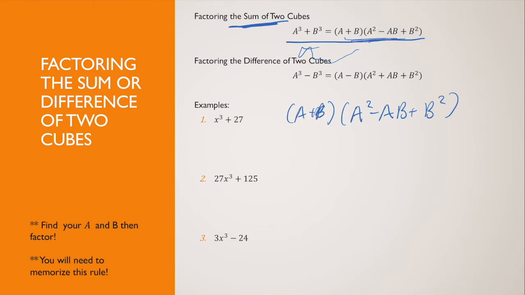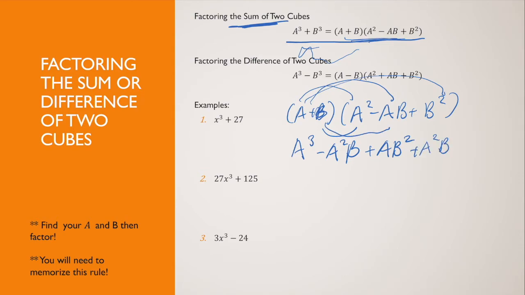Okay. I'm going to go ahead and distribute like we know how. A times a is a cubed. A times a negative ab is negative a squared b. A times b squared is a positive ab squared. Remember, we write our variables alphabetically. Then I have a positive a squared b minus ab squared plus b cubed.